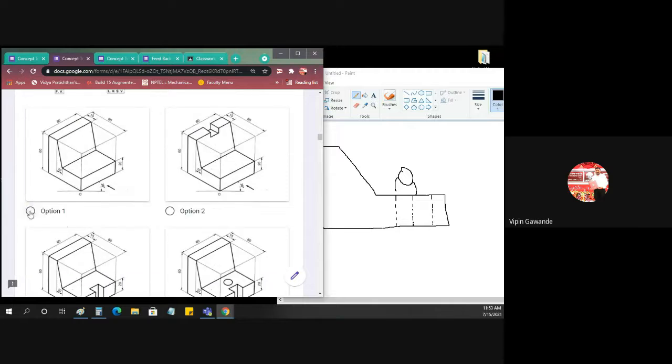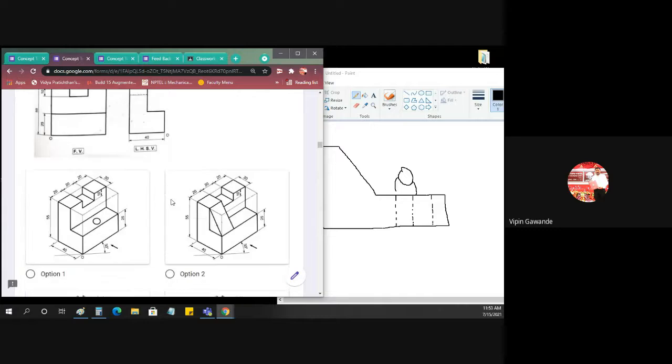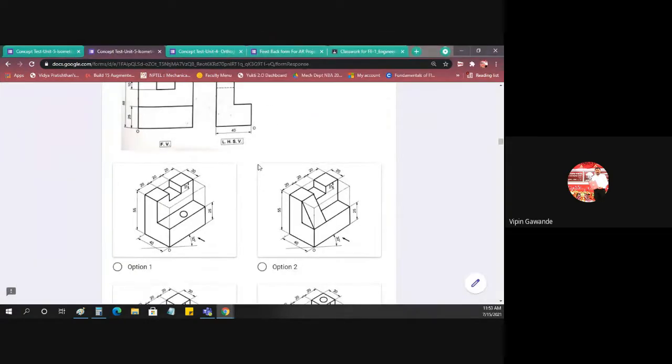So what is the correct option? The correct option is 1. Okay, this is the correct option. So see, this is the simple logic you have to apply while identifying the correct three-dimensional object.